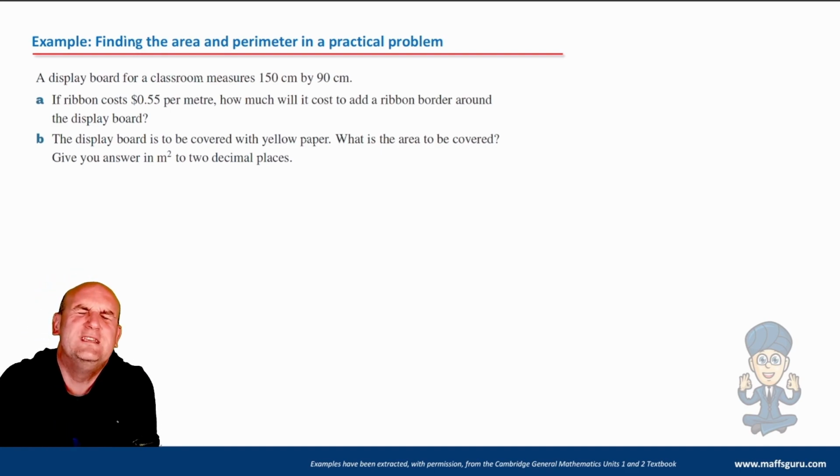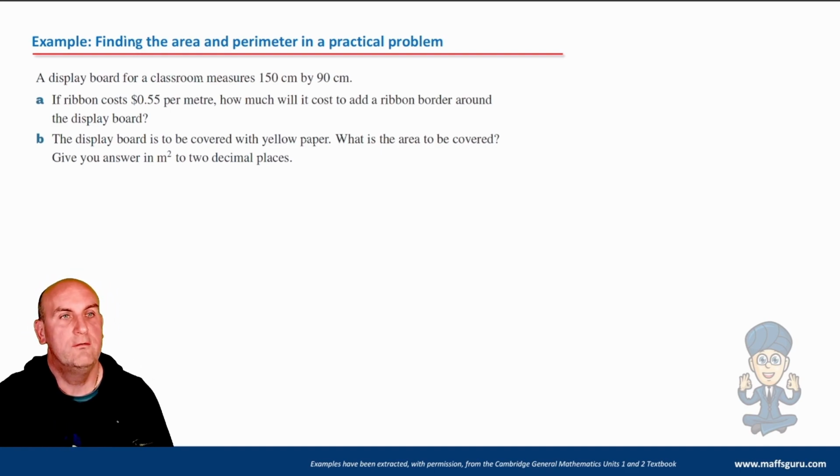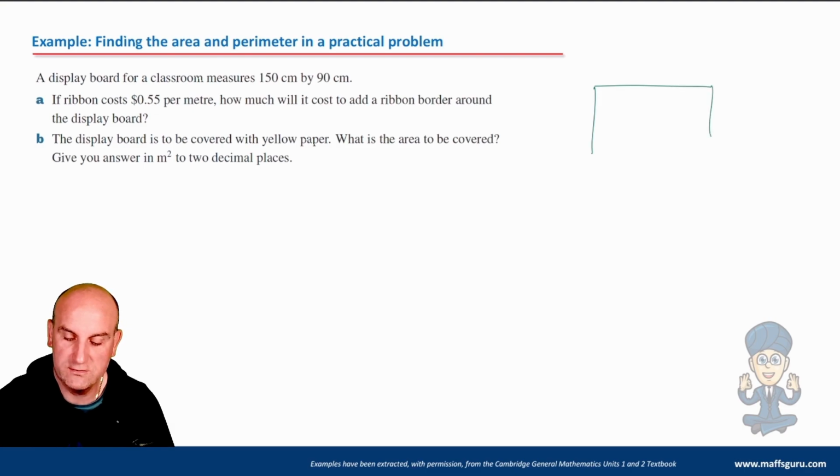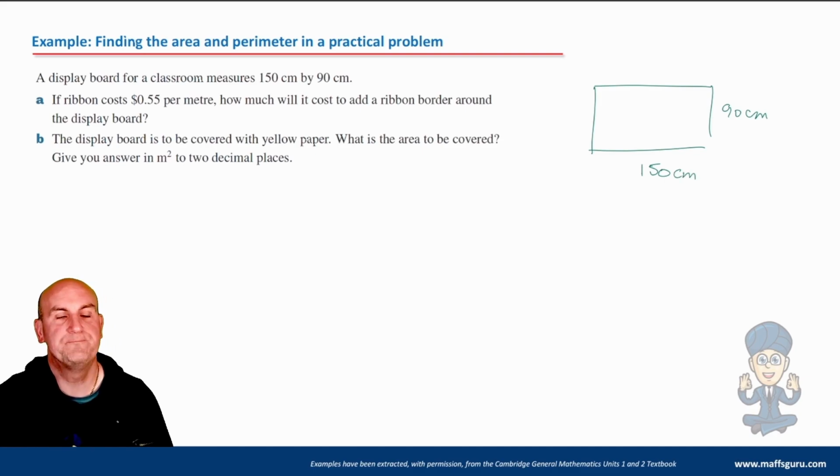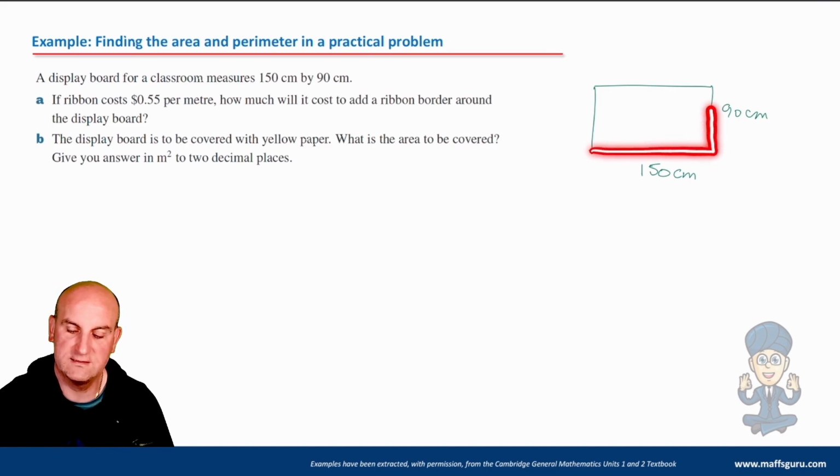Oh my goodness, what is with these worded problems? Right, a display board for a classroom measures 150 by 90 centimeters. I always draw a sketch, 150 by 90, and let's put centimeters and centimeters. A, if ribbon costs 55 cents per meter, how much will it cost to add a ribbon border around the display board? Well, that to me is just a really long way of asking us to find the perimeter first and then work out how much it's going to cost.